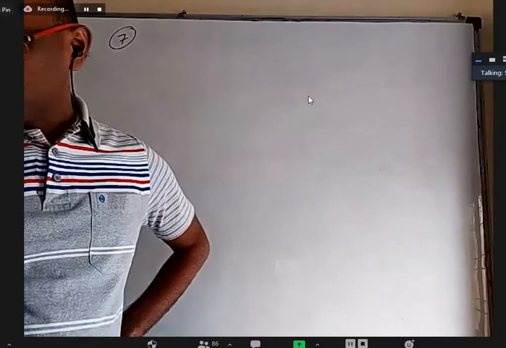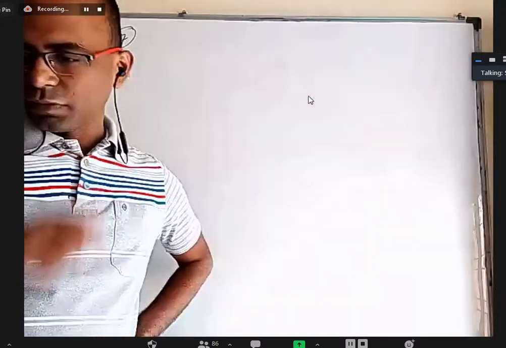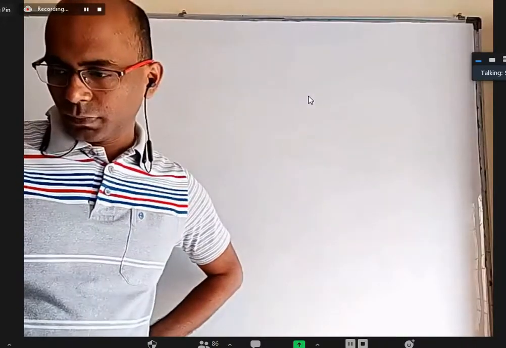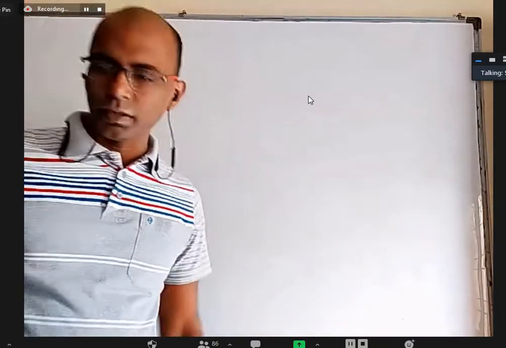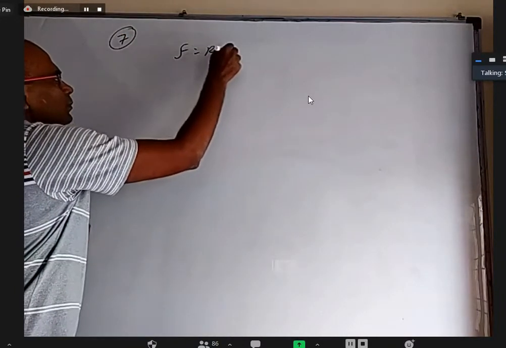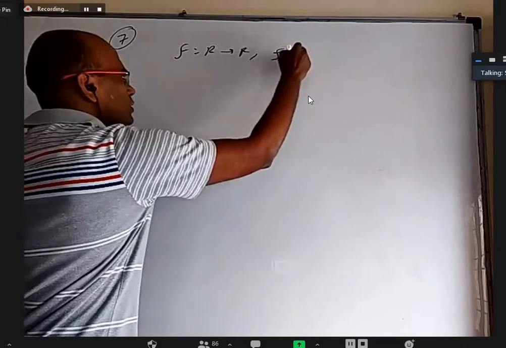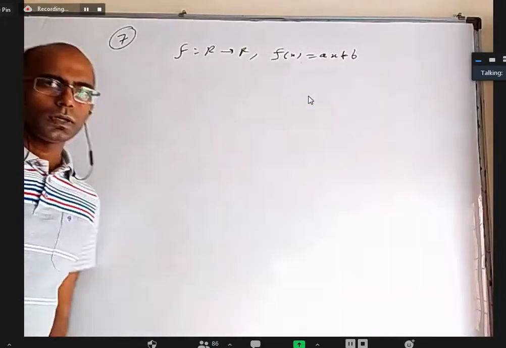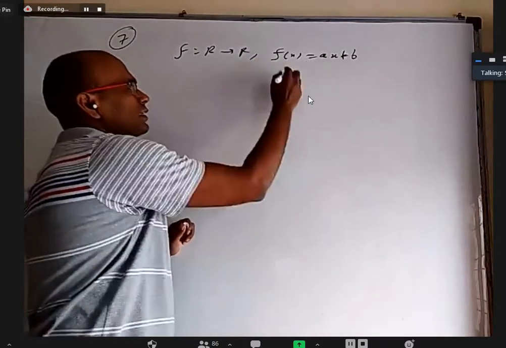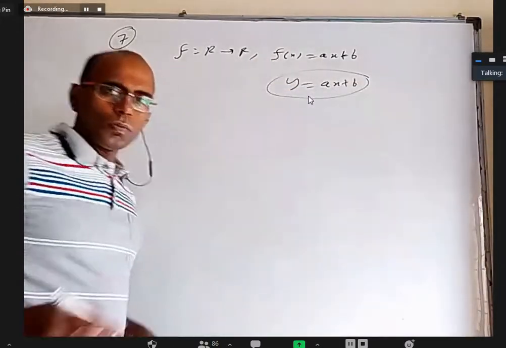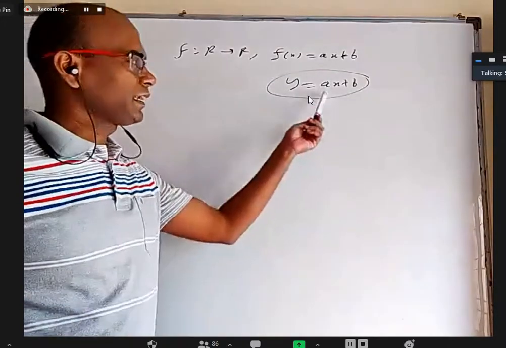The function f: R to R is defined by f of x equal to ax plus b and has an inverse. Then the ordered pair a comma b can be. I'm talking about the seventh question now. Okay. So f of x is equal to ax plus b. Basically, the linear function, you can write it as y equal to ax plus b. Whatever a and b you take, it is a line only, right?